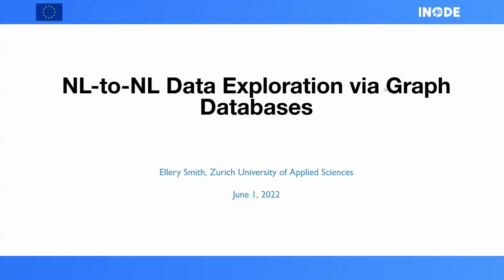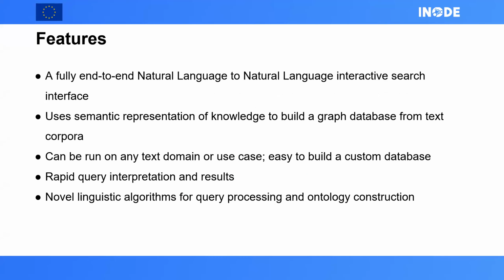Okay, so now that you've seen the system in action, I'm just going to talk a bit more about the details and the implementation. First of all, overall, what the system offers is a fully end-to-end natural language to natural language interactive search interface. The way that it does this is by building a semantic representation of knowledge from natural language text, constructs a graph database from this, and uses this as an intermediary representation.